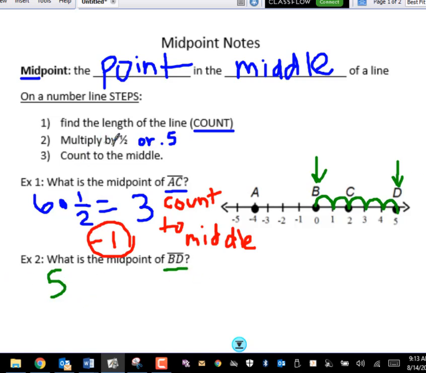Okay. I want to get to the middle, the halfway point. So I'm going to do times a half. This one you might have to type in the calculator. So if I do 5 times a half, that's going to turn into 2.5. Okay. So again, 2.5 is not the answer. That's how many we have to count to get to the middle.